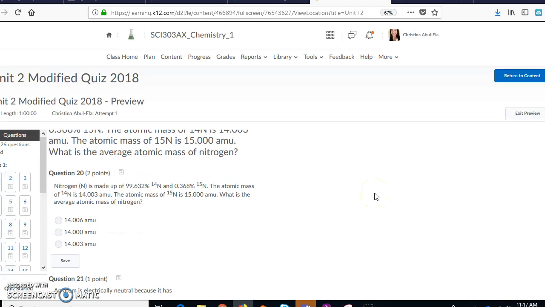Question 20. Nitrogen is made up of 99.632% of nitrogen 14 and 0.368% of nitrogen 15. The atomic mass of nitrogen 14 is 14.003 AMU. The atomic mass of nitrogen 15 is 15.000 AMU. What is the average atomic mass of nitrogen?